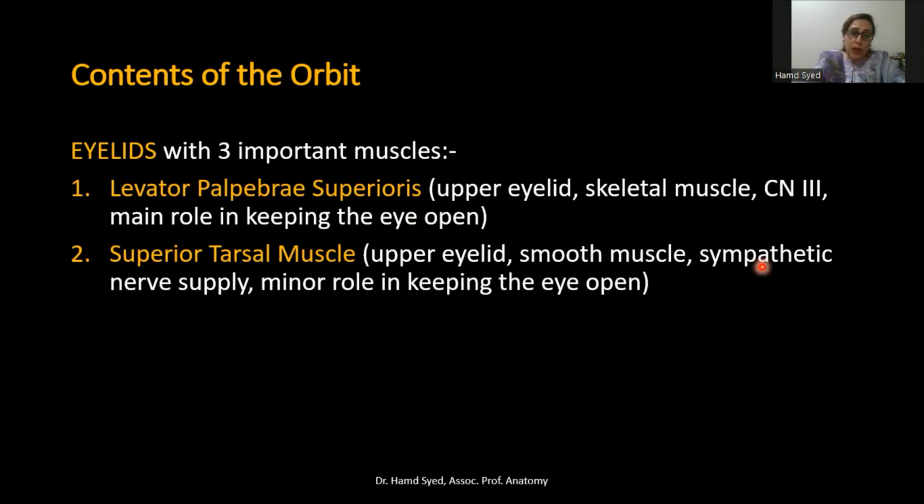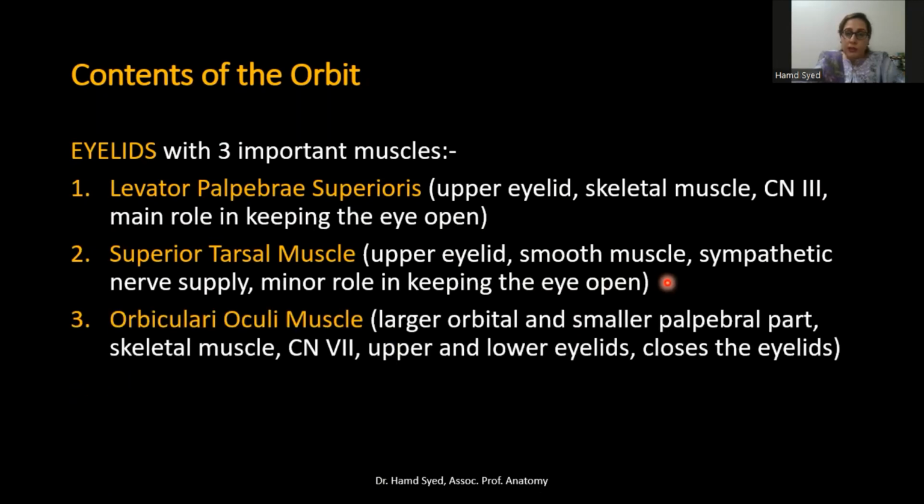So if there is paralysis of the levator palpebrae superioris due to nerve injury, which can occur due to trauma or tumor or any other cause, it will cause a drooping of the upper eyelid, which is known as ptosis. If the sympathetic nerve supply is damaged, as in, let's suppose, Horner syndrome, the smooth muscle will not be able to function and the superior tarsal muscle will be inefficient, but this will cause partial ptosis of the eyelid since this muscle has a minor role in keeping the eye open.